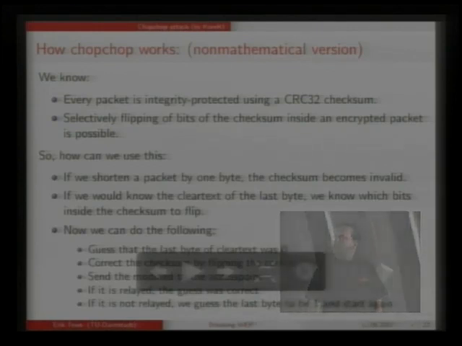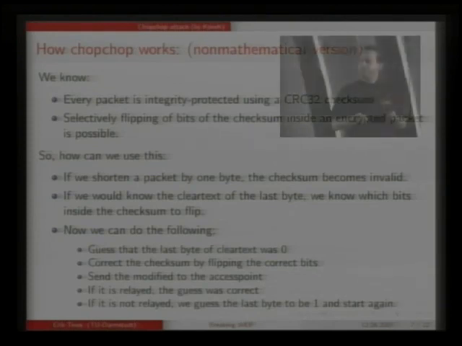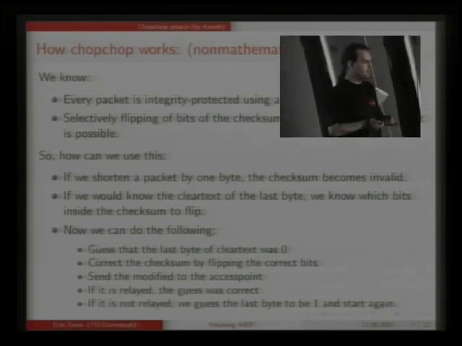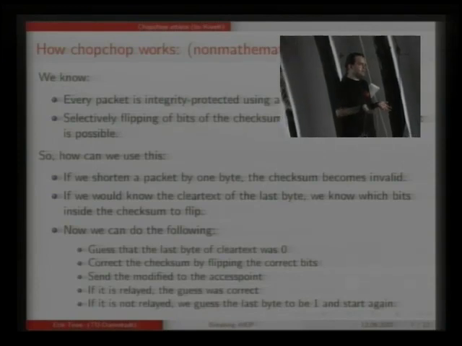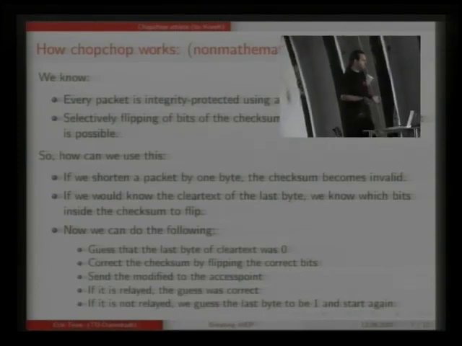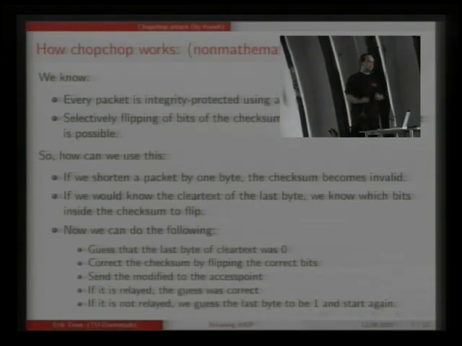So what you can do as an attacker is guess that the last byte of a packet you have received would be 0. Then you correct the checksum of the encrypted packet and you send it back to the network. And now 2 things can happen. One possibility is nothing happens, which means the checksum of the packet was invalid and the packet was discarded. Or the other possibility is the packet is relayed by the access point, which means that the checksum was correct.